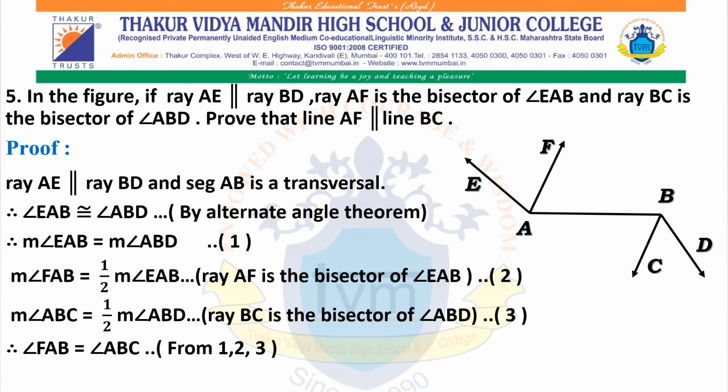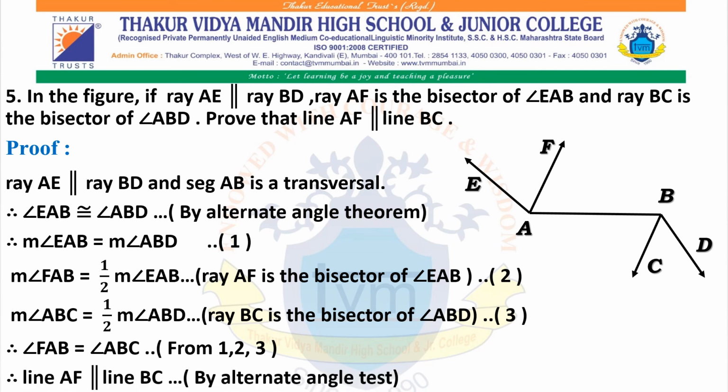Therefore angle FAB is equal to angle ABC from 1, 2 and 3, and they are alternate angles formed by line AF and line BC. And we know that if the alternate angles are congruent, then the lines are parallel. Therefore, line AF is parallel to line BC.